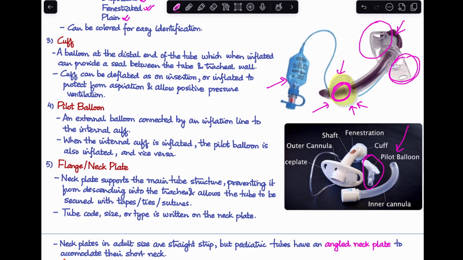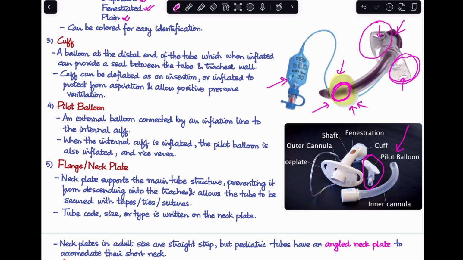This is what is helping in supporting the whole tube structure and preventing its descent into the trachea. This is what is giving support to the tracheostomy tube. And if you see these tiny holes over here, these holes are through which we pass either a tape, tie, or suture to secure the tracheostomy tube around the neck of the patient.